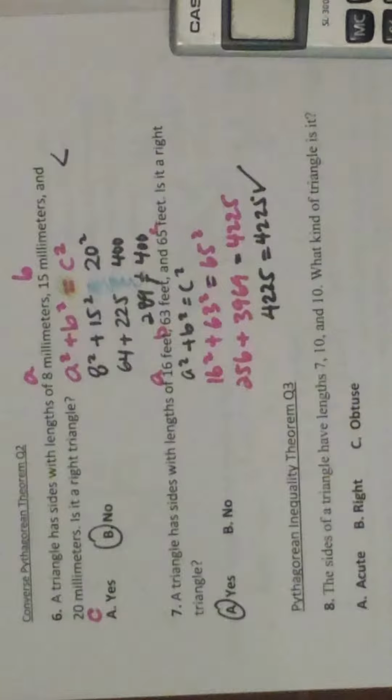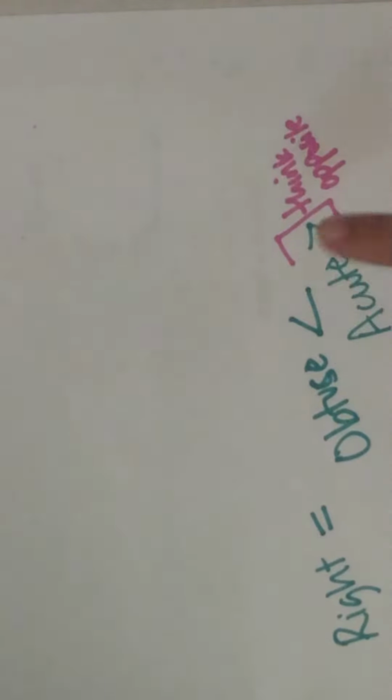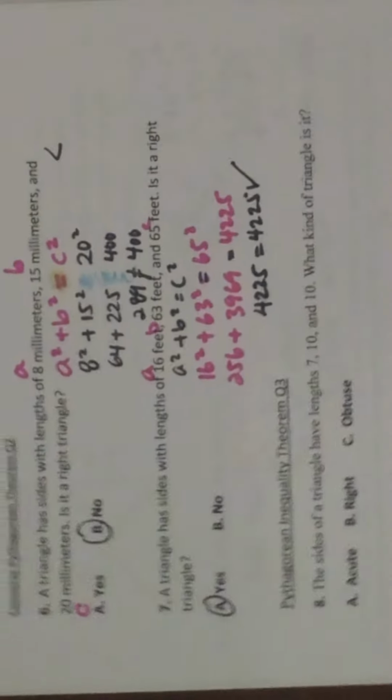All right, questions 8 through 10, Pythagorean Theorem inequality. Again, just goes over what I just mentioned. If it's a right triangle, it's equal. If it's obtuse, it's less than. If it's acute, it's greater than. And again, think opposite of what it usually is. Obtuse is always bigger than 90. But when you're talking about Pythagorean inequality theorem, if when you add a squared plus b squared, it's less than, it's obtuse. If it's greater than, it's acute. If it's equal, it's right.